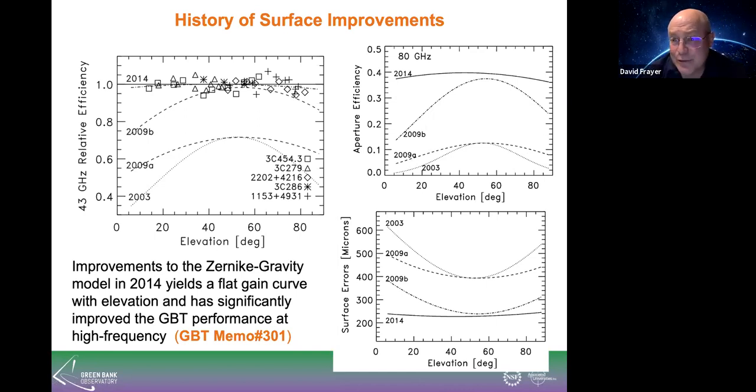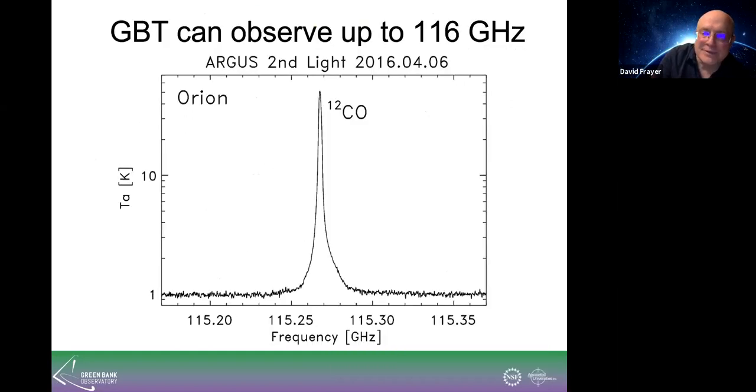Before 2009, you really couldn't use the telescope at high frequency. But after that, we've improved it, and you basically can. And ever since about 2010, the curve has been similar to this. So we've been pretty flat in terms of our aperture efficiency, approaching almost 40% at 80 gigahertz. We can observe up to 116 gigahertz. It's just on a log scale.